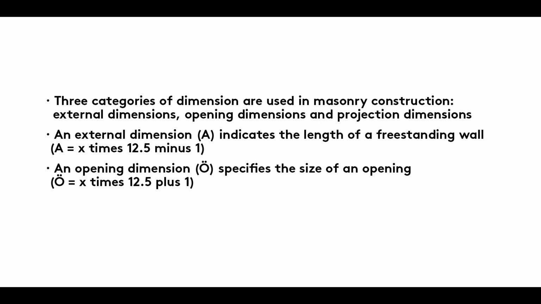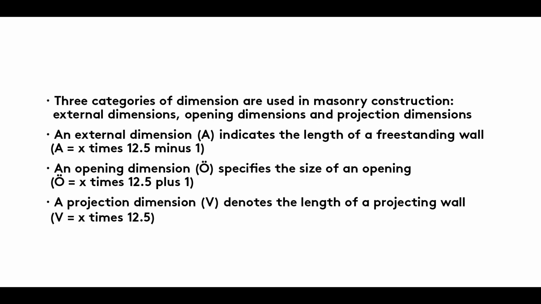O equals x times 12.5 plus 1. A projection dimension, V, denotes the length of a projecting wall. V equals x times 12.5.